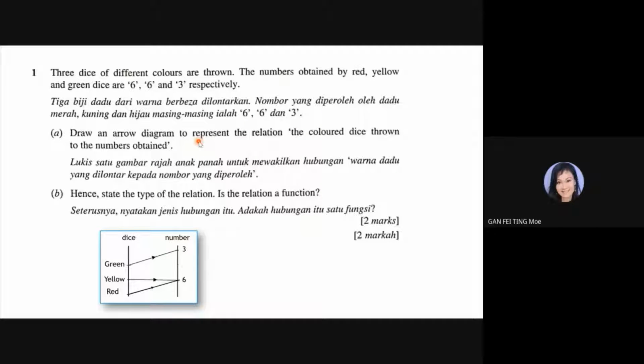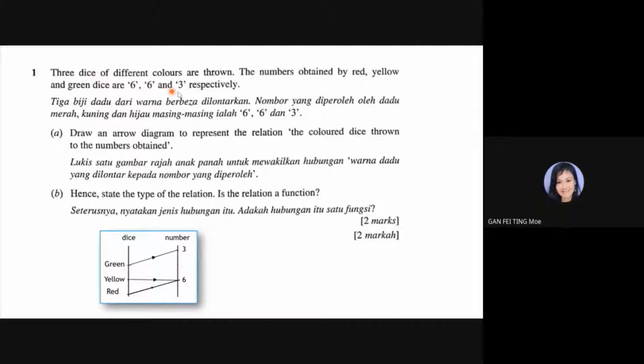Oh, I forgot to take away this. Okay, three dice of different colors are thrown. The numbers obtained by the red, yellow, and green dice are 6, 6, and 3 respectively. So then the question says, you read the question. Read the question, now you understand there are 3 dice.